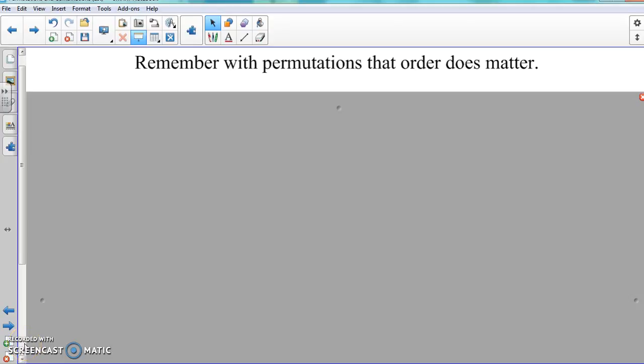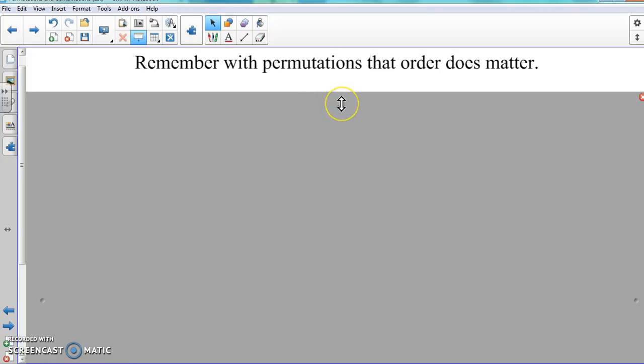With permutation, don't forget that order does matter. So the order that you put things in matters, whether it's a race or class offices like president, vice president, some of that sort, order matters.